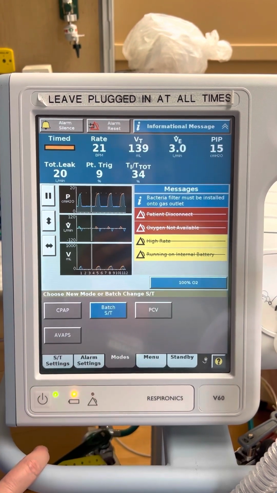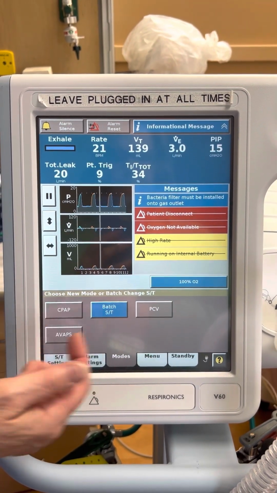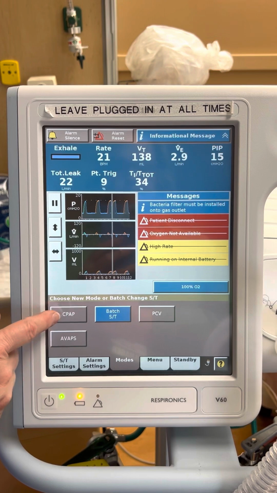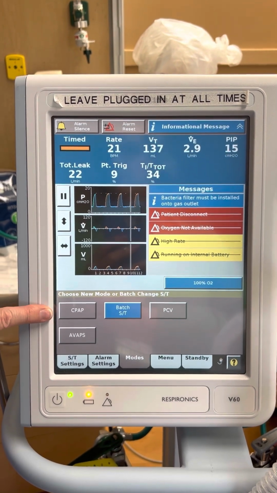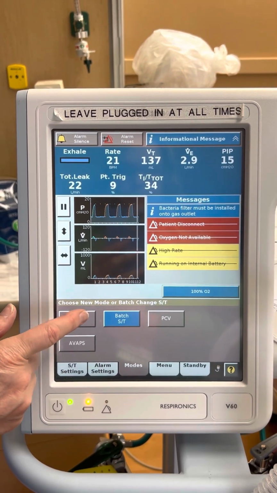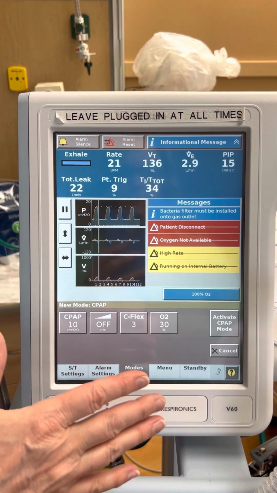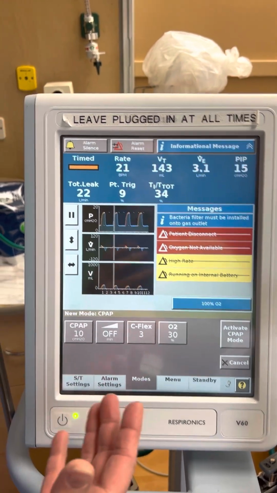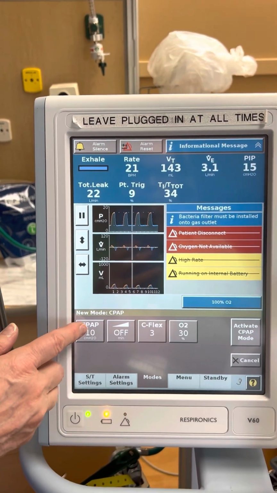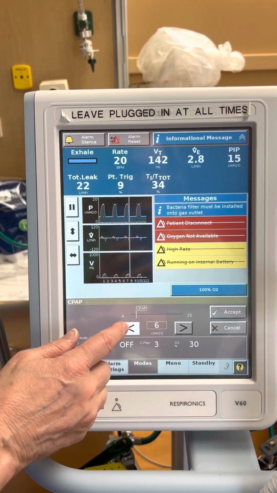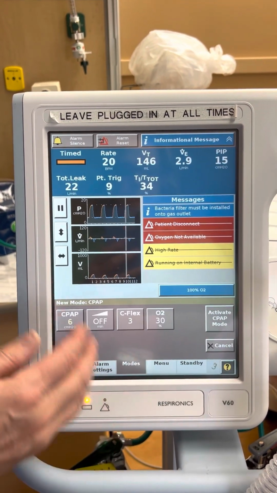So your other mode, like I said, was CPAP. CPAP is just oxygenation. It's the same as EPAP or PEEP. The patient is then totally spontaneously breathing. There's no backup rate or anything to drive it. I usually start at about 6 and then go up from there.